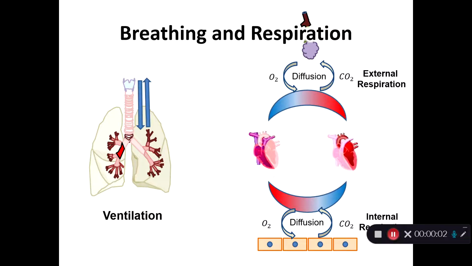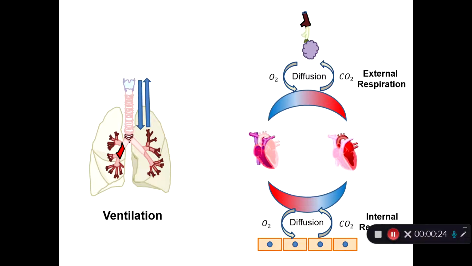Now that we've discussed the anatomical structures of the respiratory system, we can begin more of a dive into the physiological aspects of breathing. There are three main topics that we're going to be talking about: ventilation, external respiration, internal respiration, and how all that works. But in this video, we're going to focus primarily on ventilation.